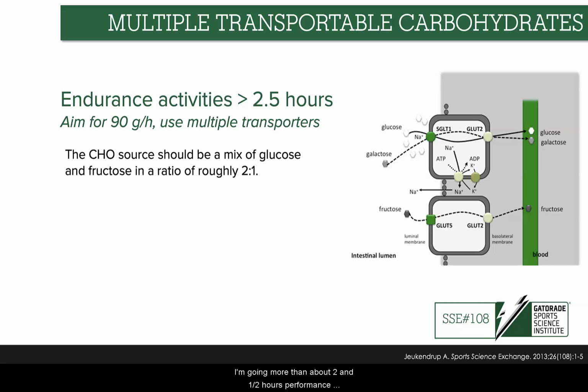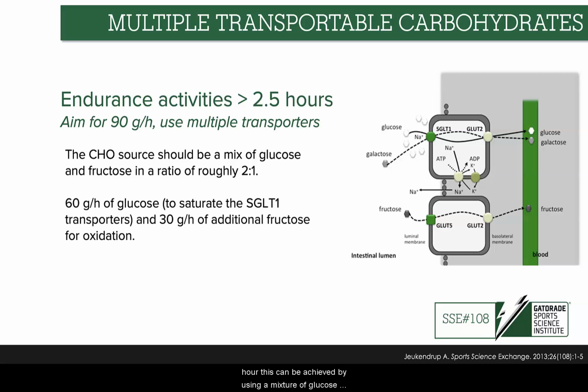When going more than about 2.5 hours, performance is improved if the athlete can ingest closer to 90 grams per hour. Since the glucose transporter saturates at 60 grams per hour, this can be achieved by using a mixture of glucose and fructose in a ratio of 2:1. This will saturate the SGLT1 glucose transporter and allow up to 30 grams per hour of fructose for oxidation.